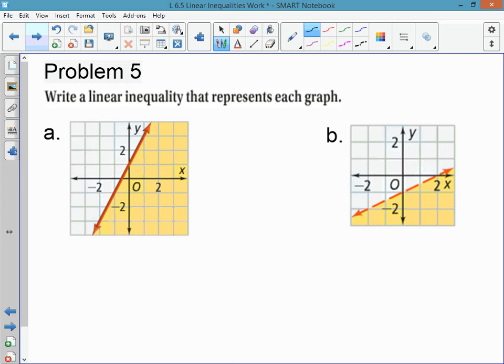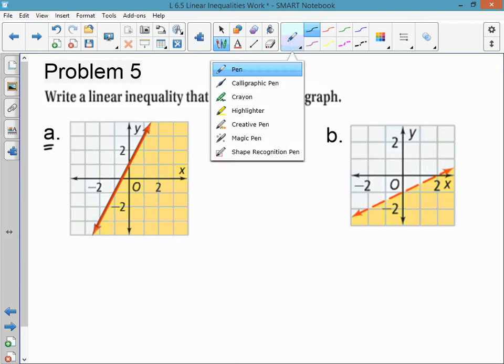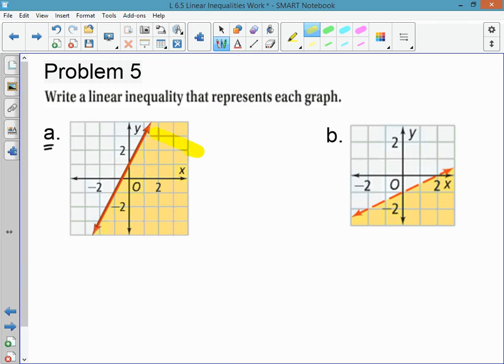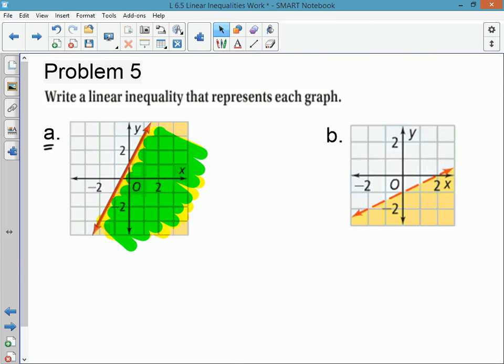Looking at part A, the graph is a solid line, and the part that's shaded is the part that I'm highlighting right now in yellow. That's already been highlighted. Let me highlight it in a different color. This is the shaded region. Some people get confused which side is shaded and which is unshaded. So here's what you do.